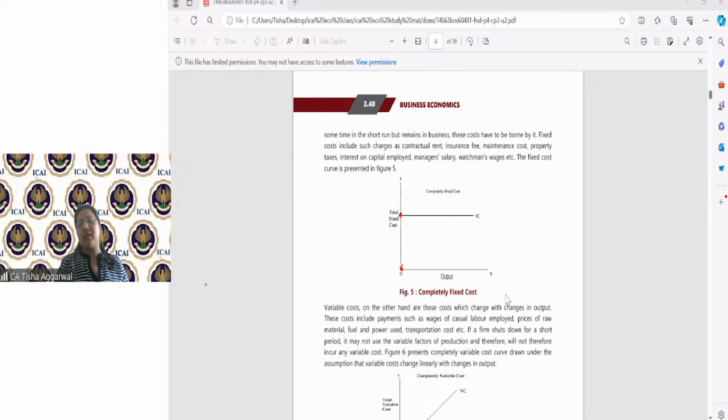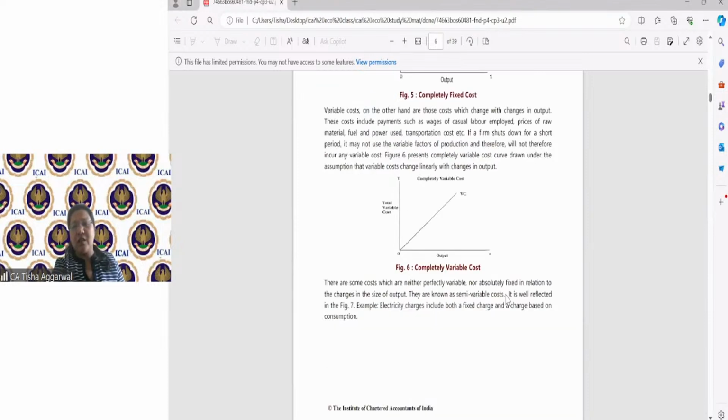Let's talk about another cost, that is the variable cost. And what is variable cost? Variable cost is where the cost changes with the change in output. So if the output is 0, the cost is 0. If the output is 1, cost is 10. If the output is 20, cost is 200. What is happening? When the output increases, cost also increases.